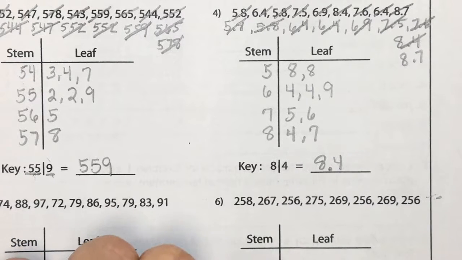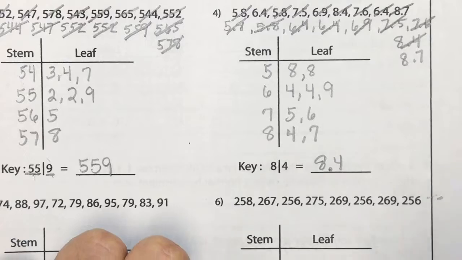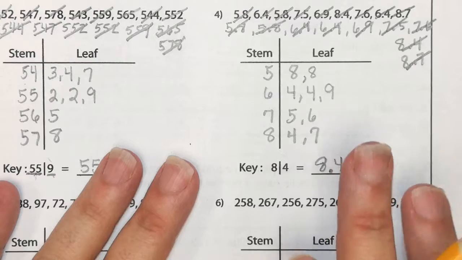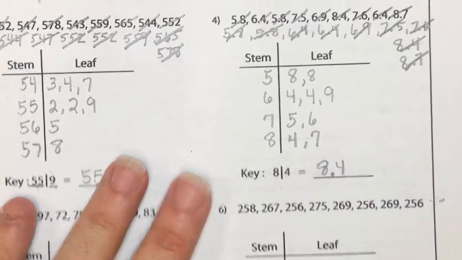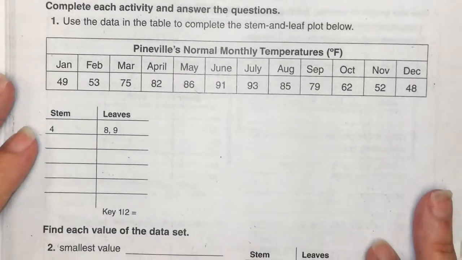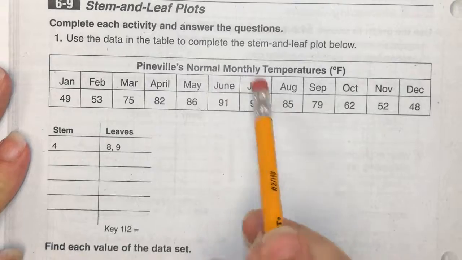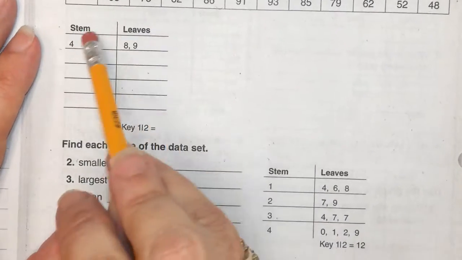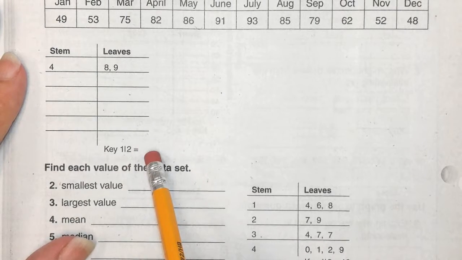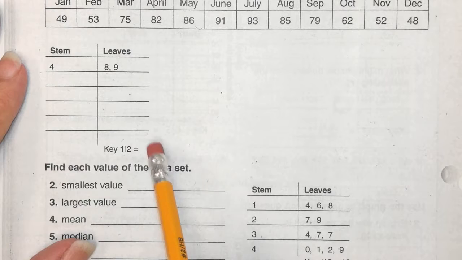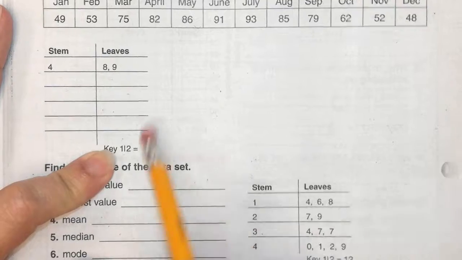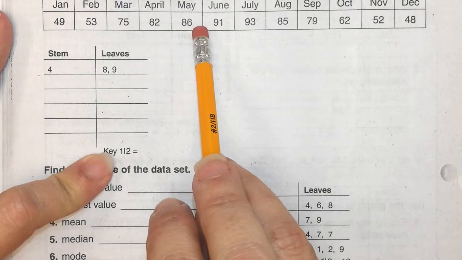Okay, now, basically, you have been creating stem and leaves. There is another side to this story, which is, flip it over. Okay. Now, this one says it is monthly temperatures. First, they want you to make a stem and leaf, which we've just been practicing. This one is one of the keys that I don't love, but it is normal for stem and leaves, that your key does not have to match your data. I wish they did, but they don't have to.